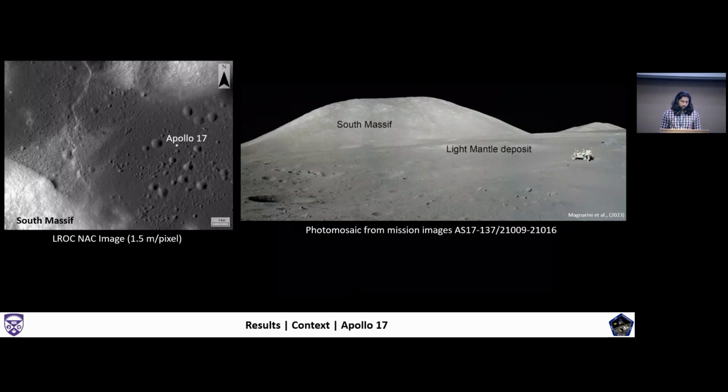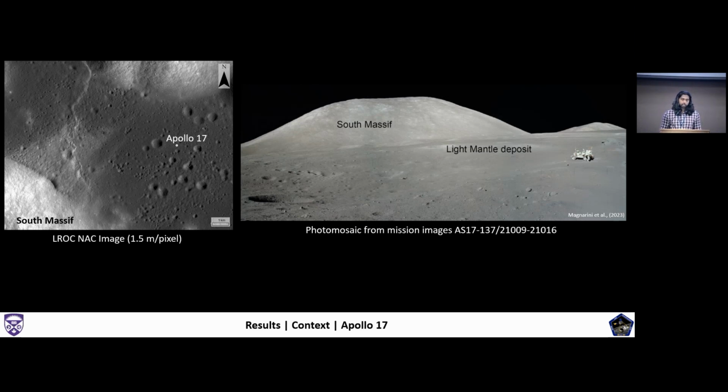Before we dive into the results, however, here's a little bit of background and context. The image on the right shows the Apollo 17 landing site, particularly a region known as South Massif, which is that mountain you're seeing in the background. And on the left is the same image of the South Massif, but taken by the narrow angle camera on the Lunar Reconnaissance Orbiter. This is optical wavelength, 1.5 meter resolution.